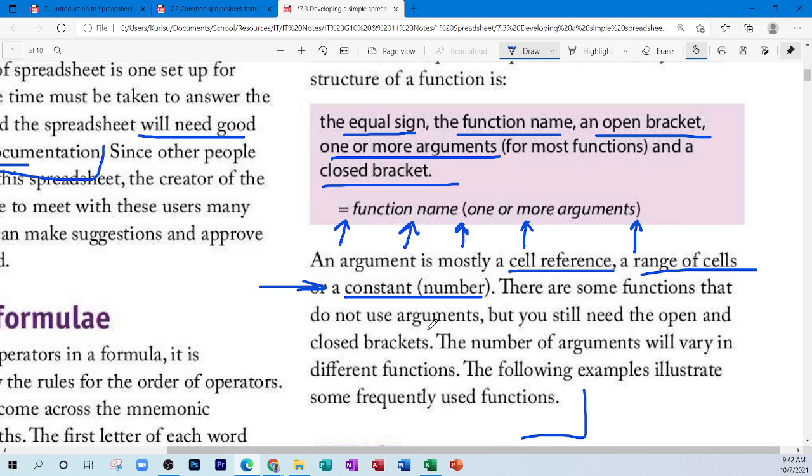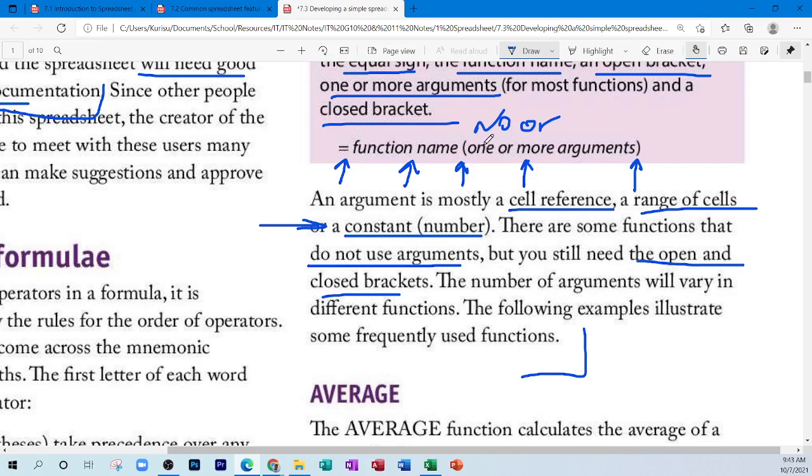Now, as mentioned, not all functions require an argument, but they still require that open and close brackets. So it's still the same structure, equal, function name, brackets, but it's either no argument or you have to put in one or more arguments. That is the general structure. But it's only a limited amount of them that would have no arguments.